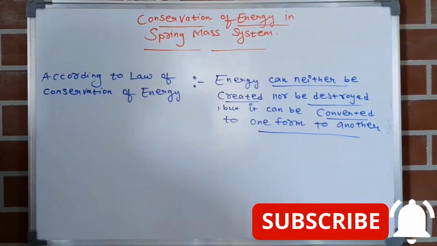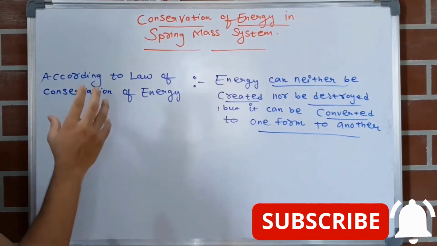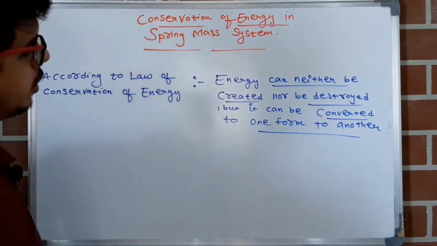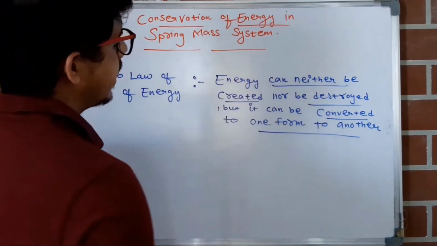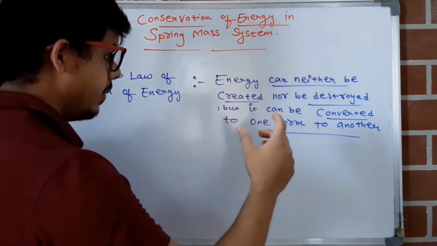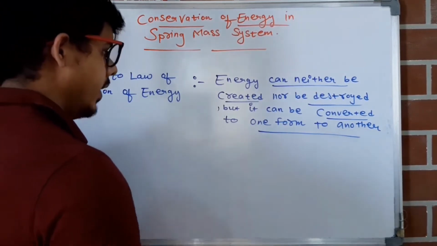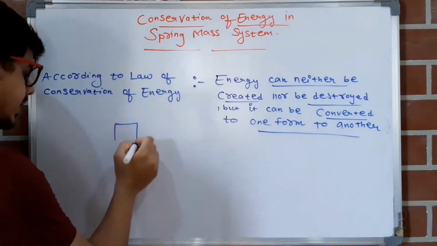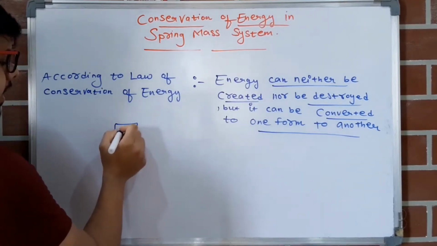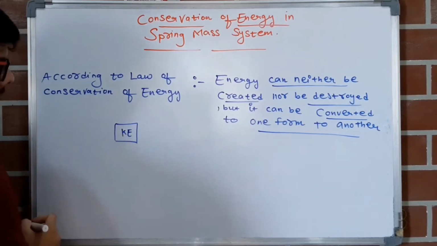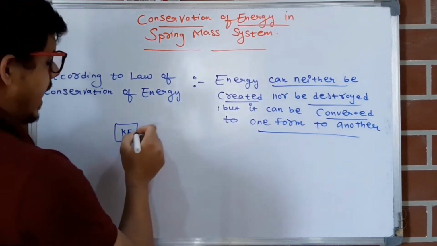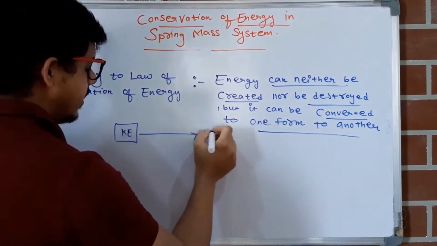Before understanding the conservation of energy in a spring mass system, we have to understand what the law of conservation of energy is. According to the law of conservation of energy, energy can neither be created nor destroyed, but it can be converted from one form to another. What is the meaning of this statement? For example, if a body has only kinetic energy and it undergoes some motion, any kind of motion, and it reaches here.